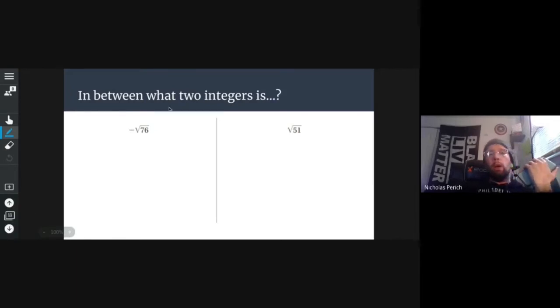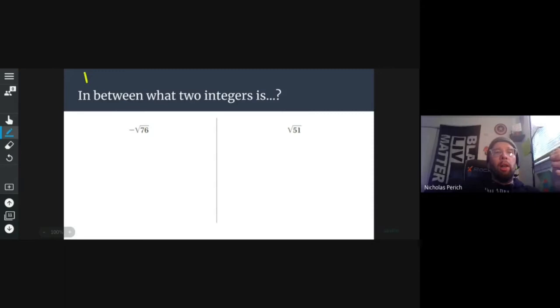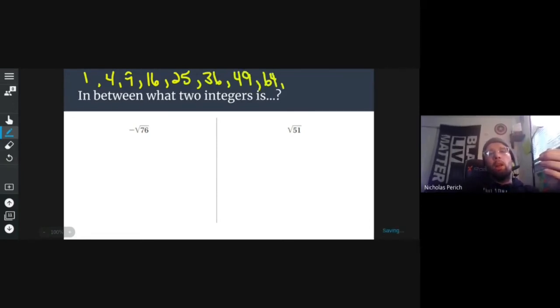In between what two integers does that exist? I'm putting away my phone, and here's why. Let me remind you the perfect squares up here. Okay, and I'll quickly write them out in this pretty yellow form. My perfect squares are 1, 4, 9, 16, 25, 36, 49, 64, 81, 100, 121, and I might be able to squeeze in 144.